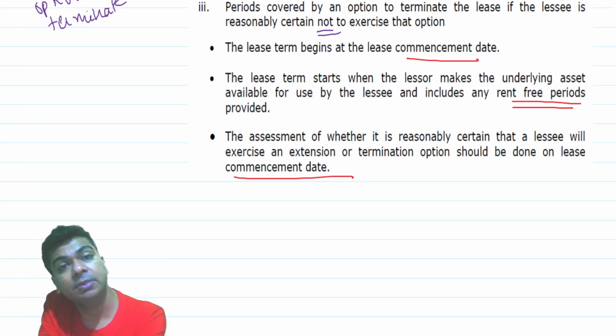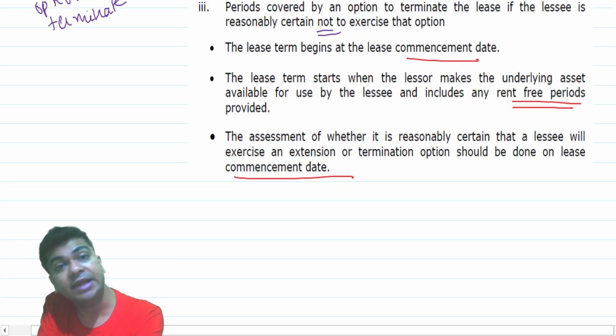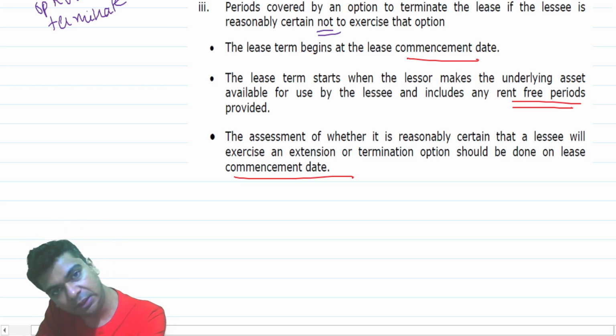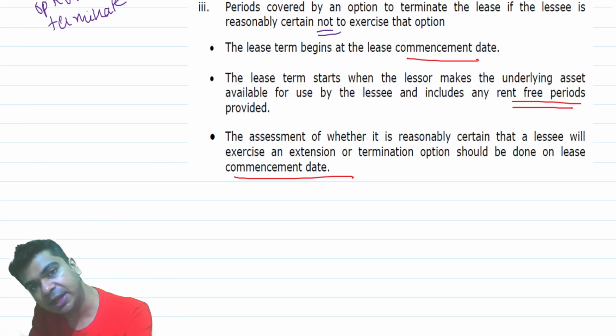It's quite possible that at a subsequent stage, the lessee may change the mind. See, right now I am of the view, let's say I am the lessee, that I will extend the lease contract. But maybe 2 years down the line, there can be a change of mind.